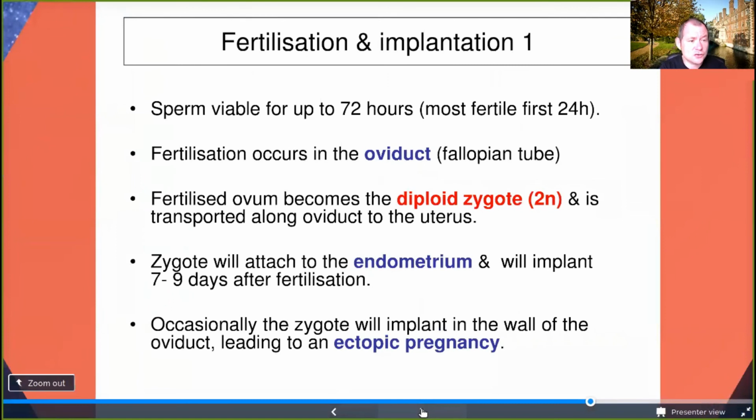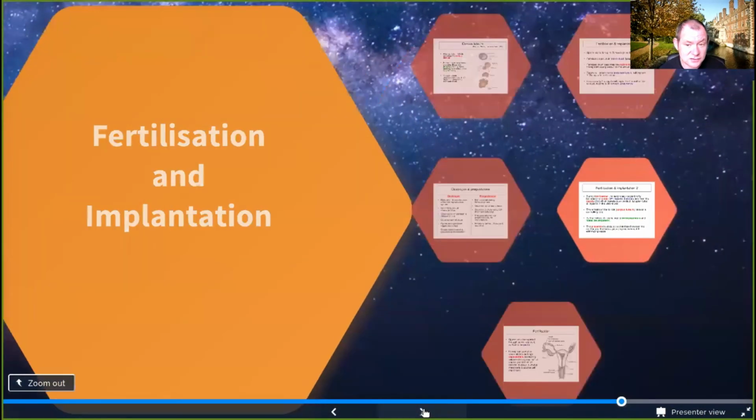Fertilization and implantation 1. The sperm is viable for up to 72 hours. The most fertile phase is the first 24 hours. Fertilization occurs in the oviduct, the fallopian tube. Fertilized ovum becomes the diploid zygote, 2N, and is transported along the oviduct to the uterus. The zygote will attach to the endometrium and will implant 7 to 9 days after fertilization. Occasionally, the zygote will implant in the wall of the oviduct, which leads to an ectopic pregnancy, as previously discussed.